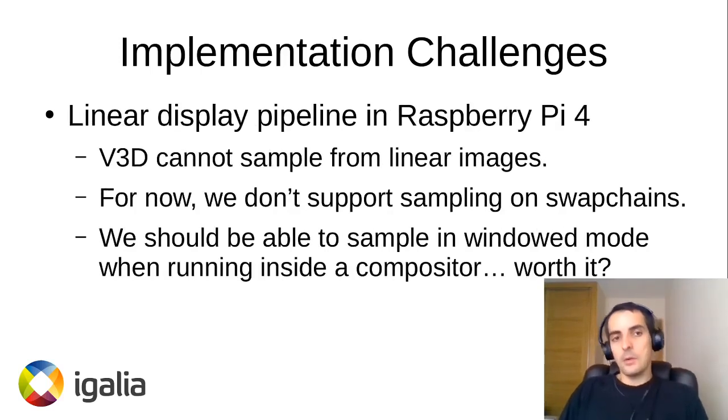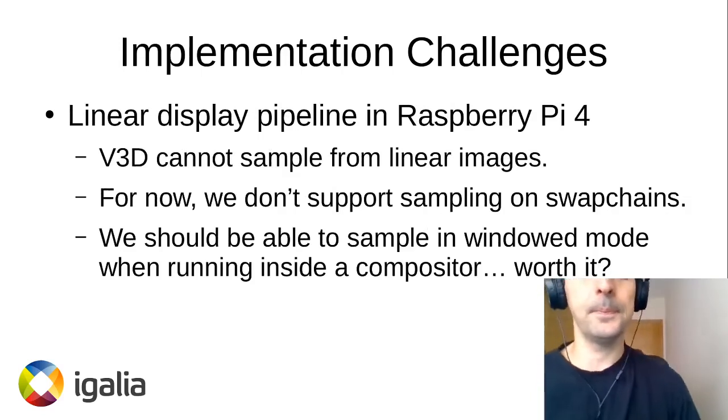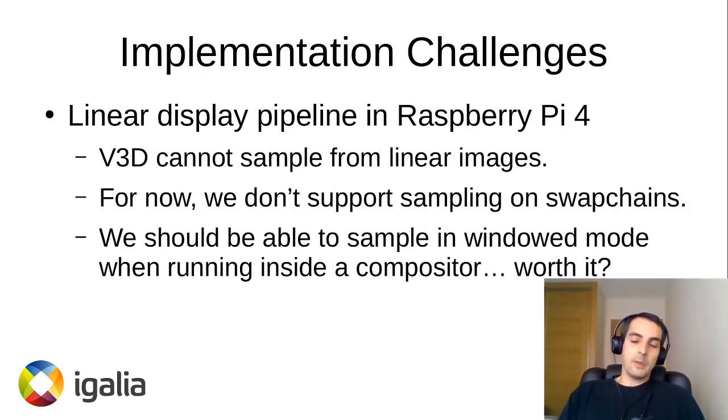Another challenge was related to the planar display pipeline in the Raspberry Pi 4. The issue is that V3D cannot sample from a linear image. So that means that for now we don't support sampling from swap chains, which is assumed by default, although it's optional, so we disable that feature. In theory, we should be able to sample in a window mode when running inside a compositor. Well, that's for sure.